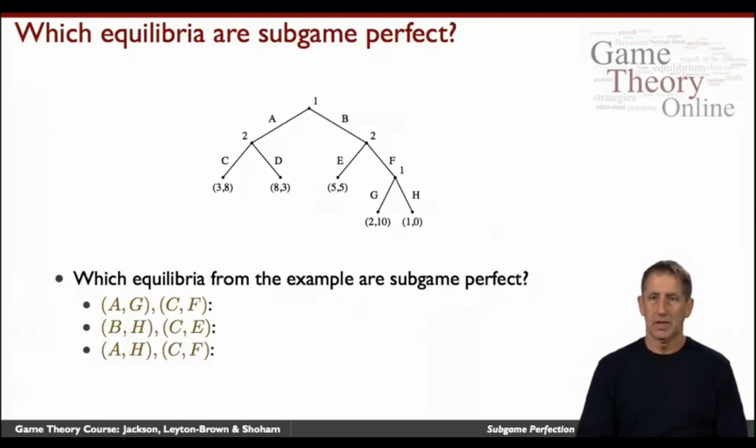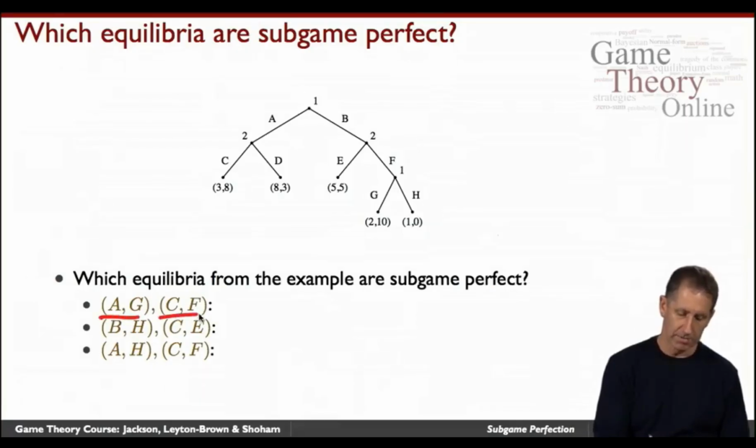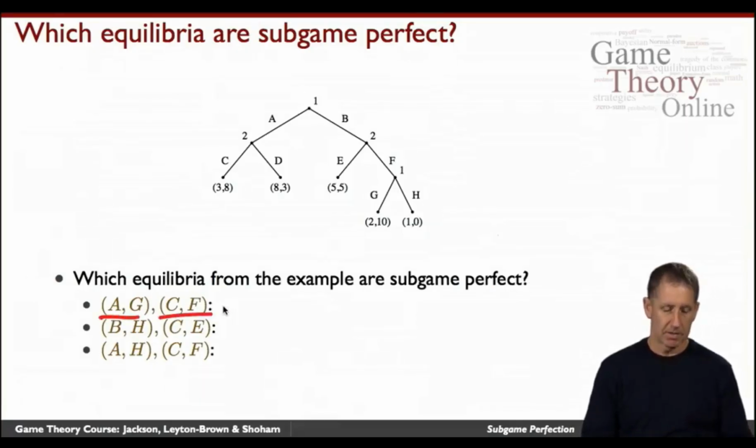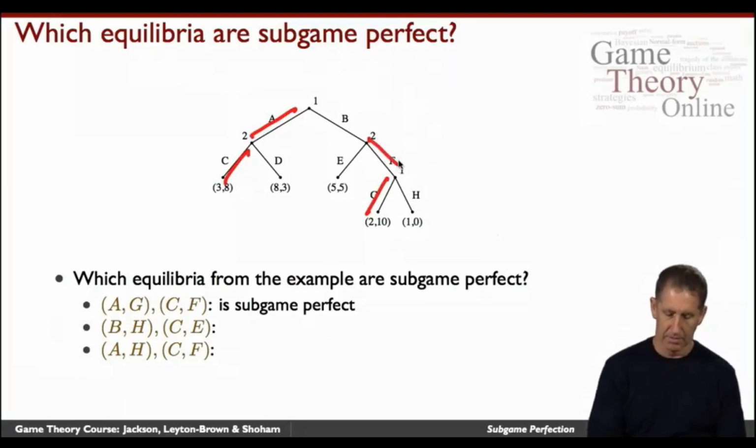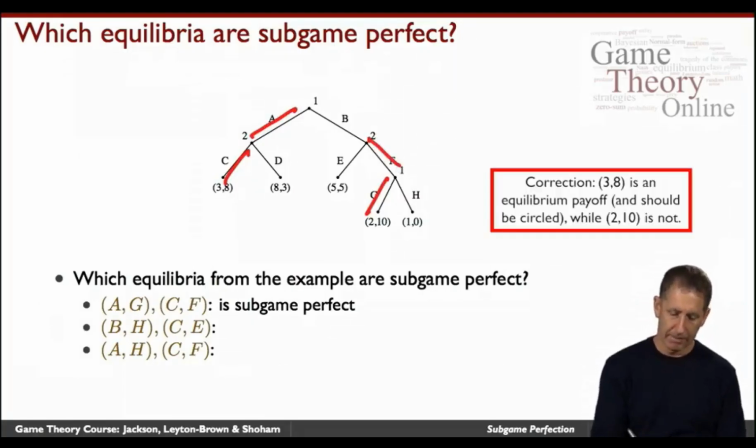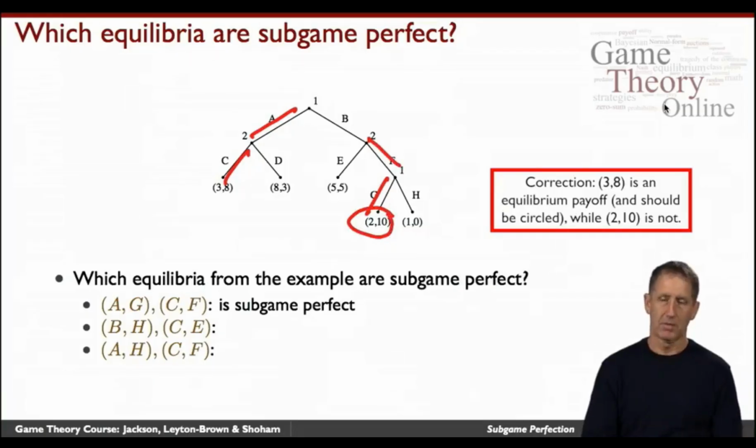So let's test our understanding of this concept a little bit. Let's look at this tree and ask ourselves what are some of the subgame perfect equilibria there. For example, how about AGCF? Well, the claim is this, in fact, is subgame perfect. Now, why is that? What is A, G, C, and F? So that gives you this outcome over here, and you can check there's no profitable deviation.